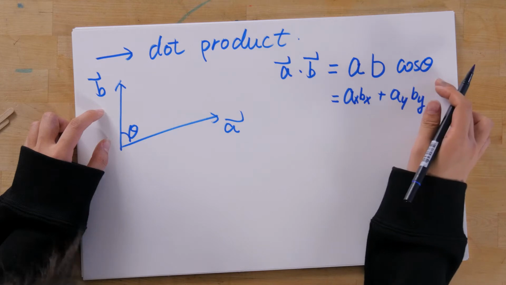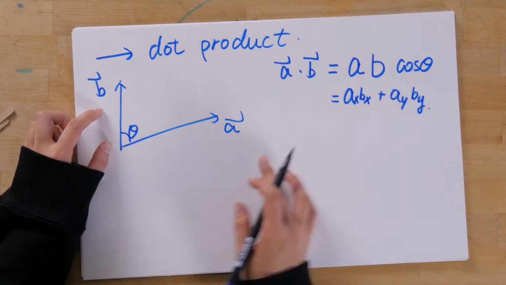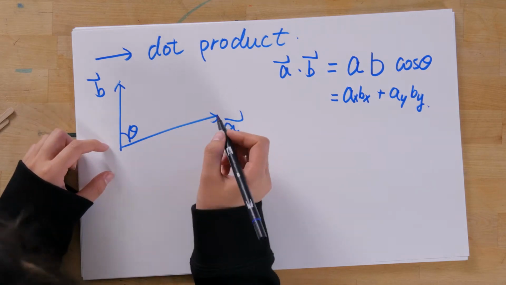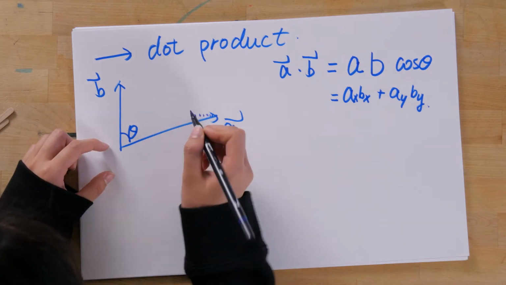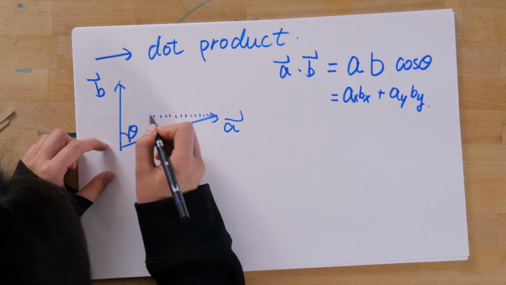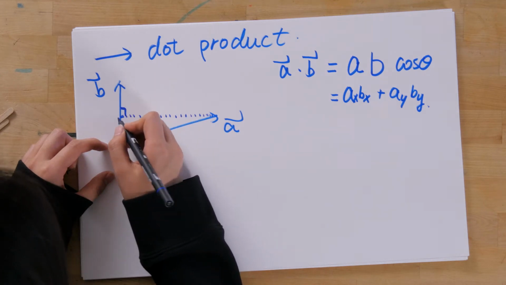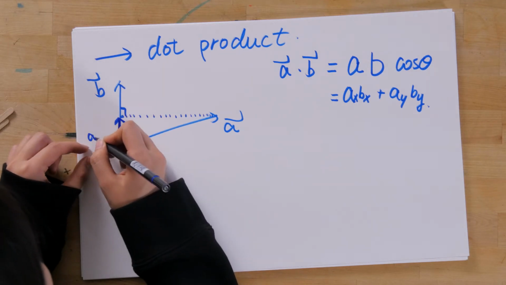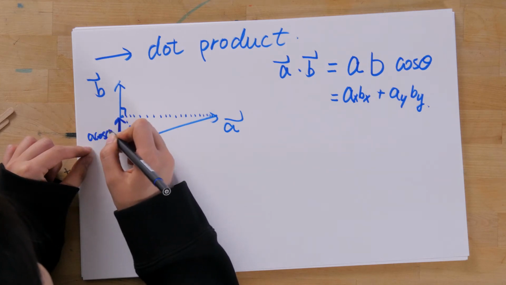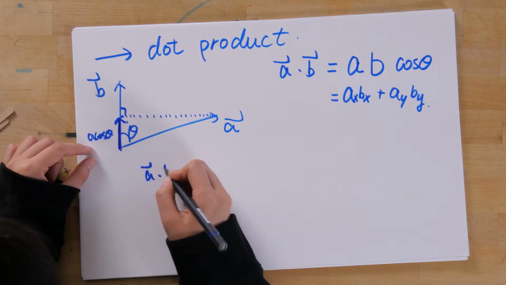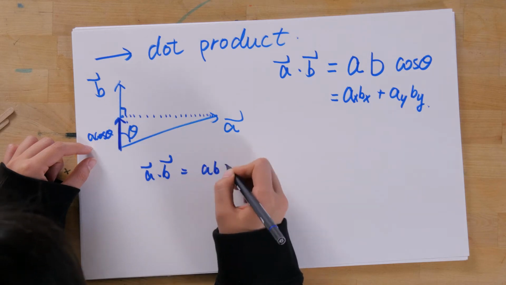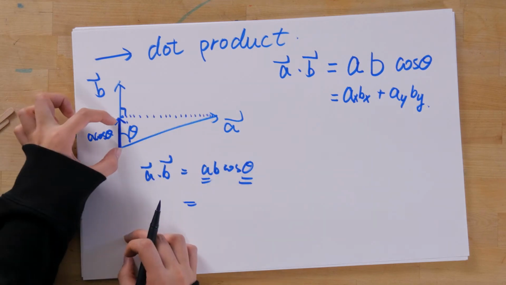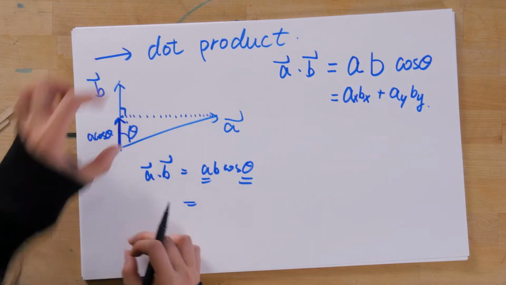So what does this mean? What does this physically give us? We can consider it in the following way. First, we can make a projection of vector A on vector B. And this part would just be the magnitude of vector A times cosine theta. So A dot B is AB cosine theta, and it's just the projection of vector A times the magnitude of vector B.